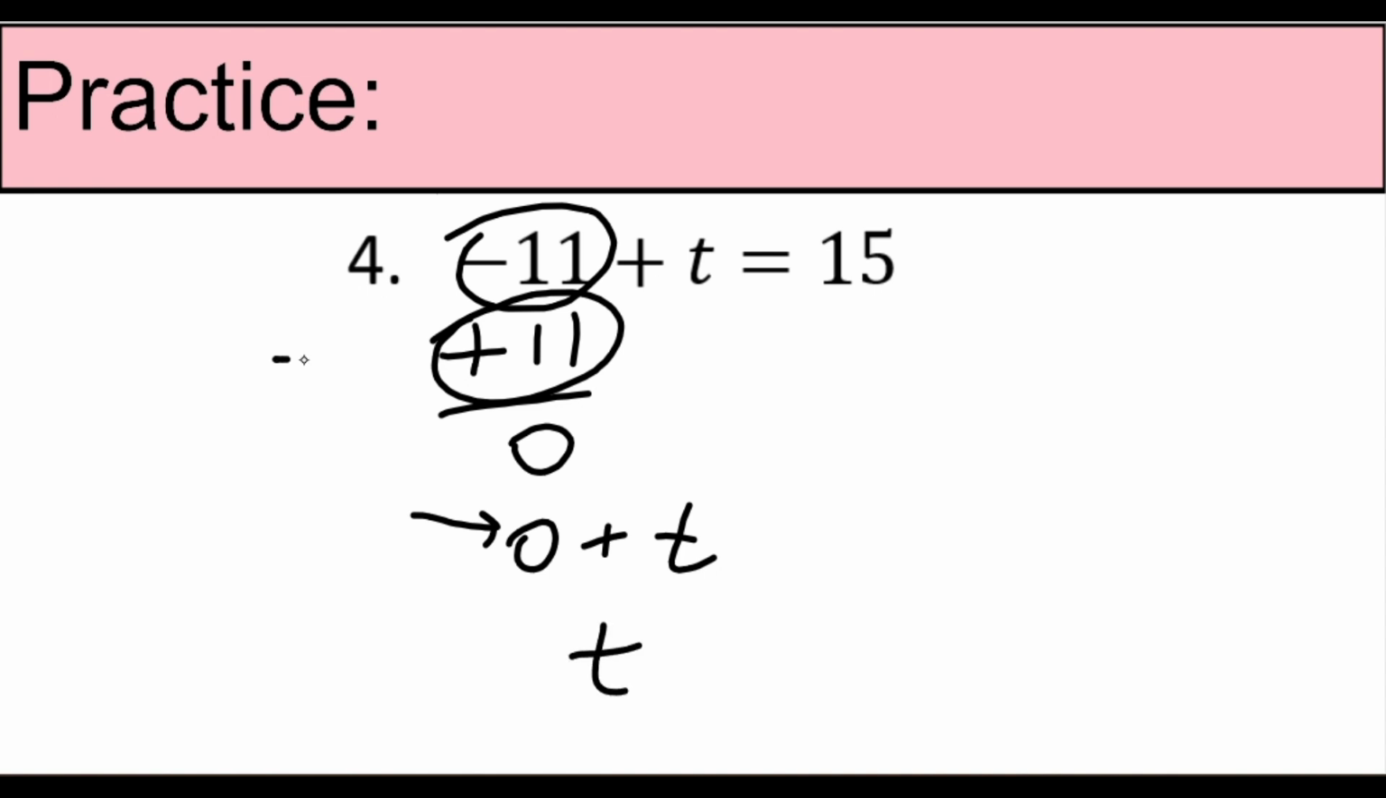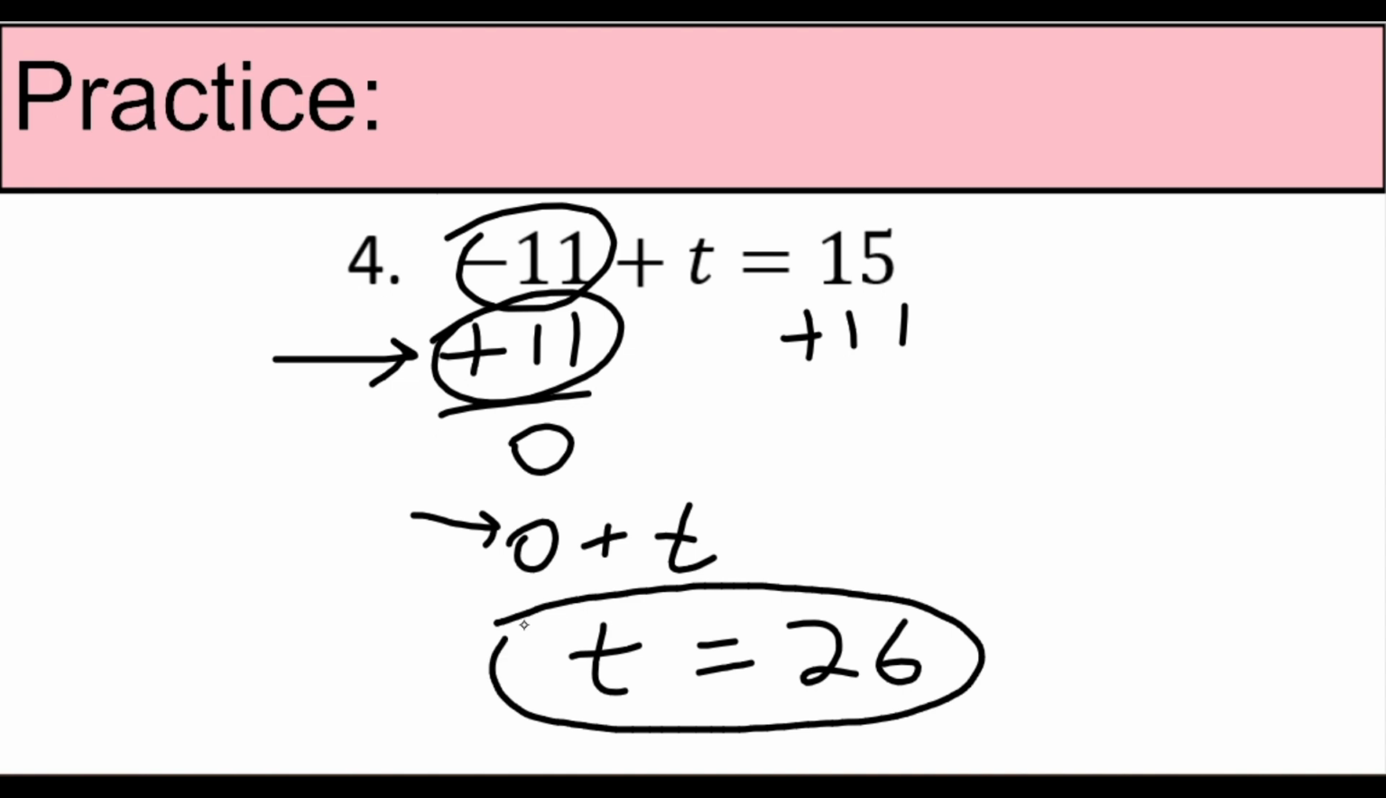Alright, whatever I do to one side, adding 11, I need to make sure that I do to the other side. If I add 11 to the 15, I end up with 26. And we're finished with this one. So there's our solution to number 4.